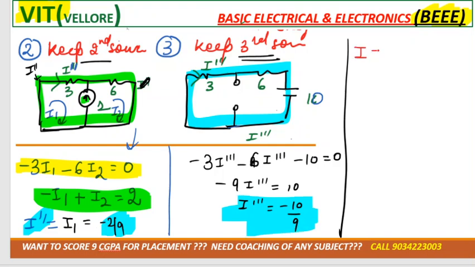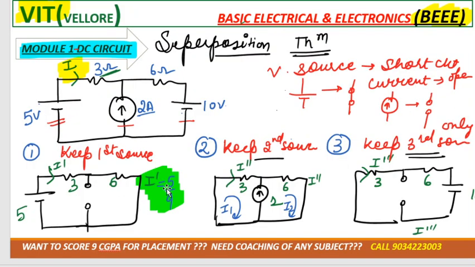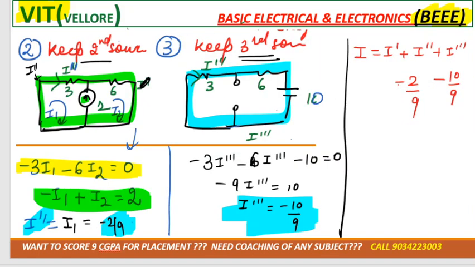So finally I would be equal to I dash plus I double dash plus I triple dash. I triple dash we got as minus 10 by 9, so put minus 10 by 9 only. Don't convert it into plus on your own. Here you are getting minus 2 by 9, so minus 2 by 9. Here you are getting plus 5 by 9, so put it as plus 5 by 9. After solving, you will get the final answer. Understood?